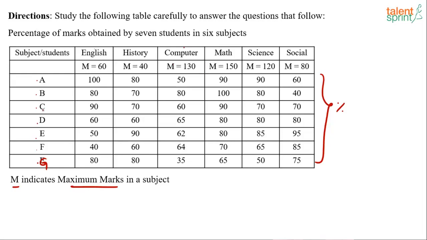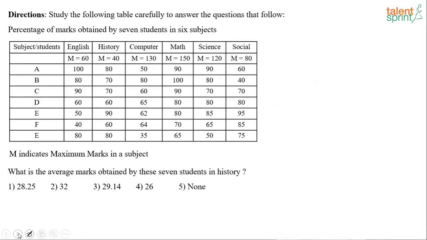So, suppose you have to find out how many marks did C score in History? 70% of 40, 28 marks. How many marks did D score in Computer? 65% of 130. Do that calculation, right? Similarly, how many marks did F score in, let's say, Math? 70% of 150. Do that calculation. So percentages are given. You just have to find out the actual marks wherever required.